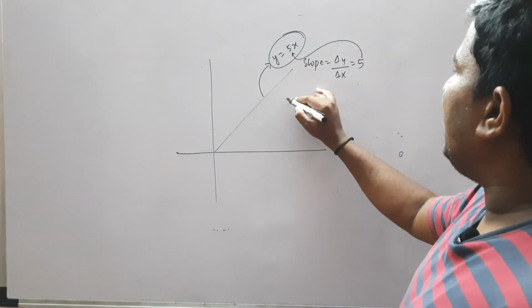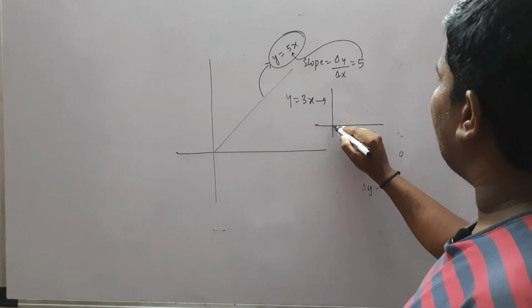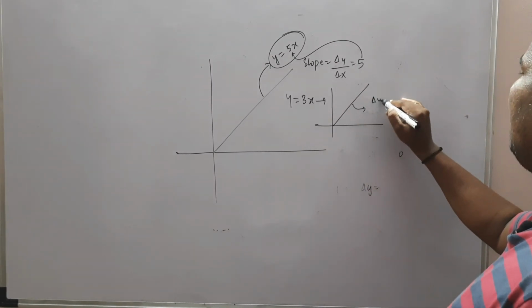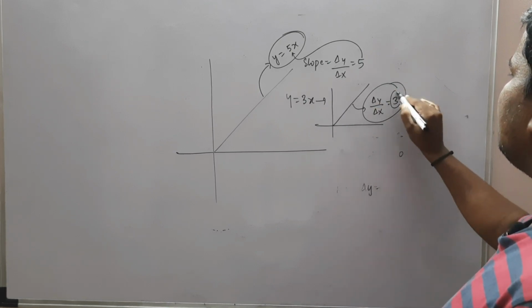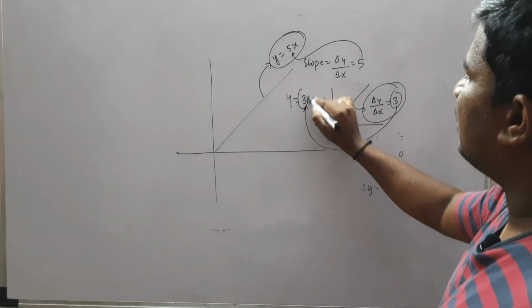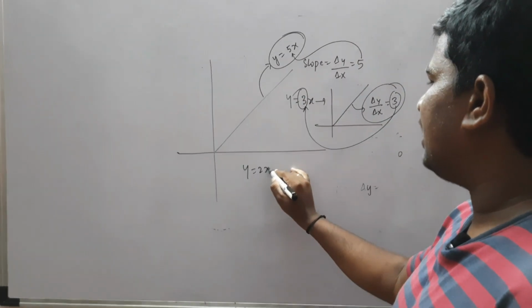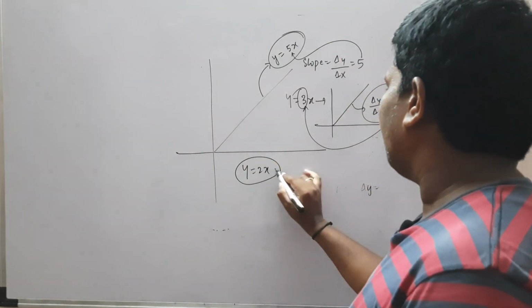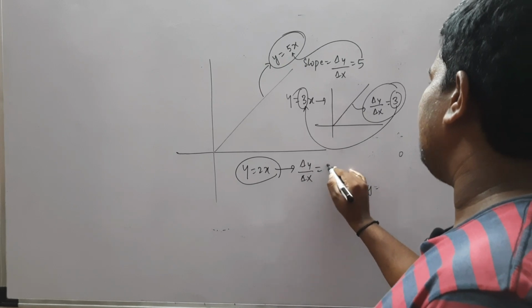Right? You may take another equation, y equal to 3x. Still, if you draw the graph, it will also be a straight line. But here you will get delta y by delta x as 3. This is nothing but this. You may have another equation, y equal to 2x. This is also a straight line for which the ratio of delta y to delta x is 2.